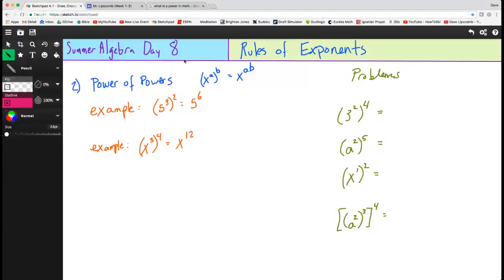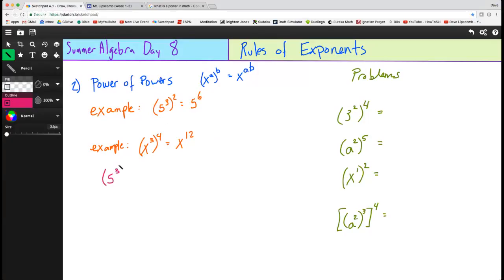Our second rule is called the power of powers. So this is when we take an exponent and raise it to another power, another exponent. We take a base, we raise it to an exponent, and then we raise that to an exponent. Now this is when we do our multiplication thing. So why does this happen to be true? Why is it that we multiply our exponents? Well, let's look at that. Let's break it down one more time.